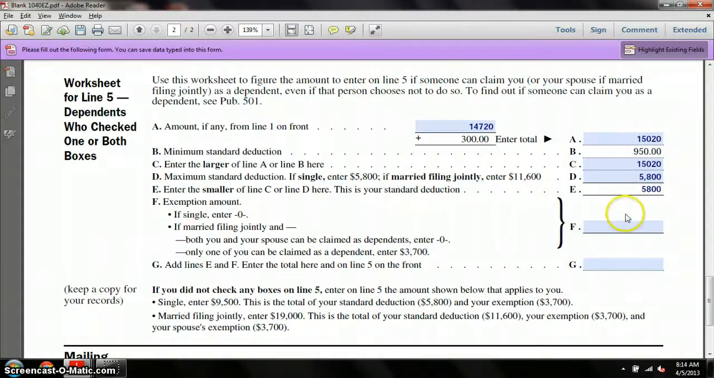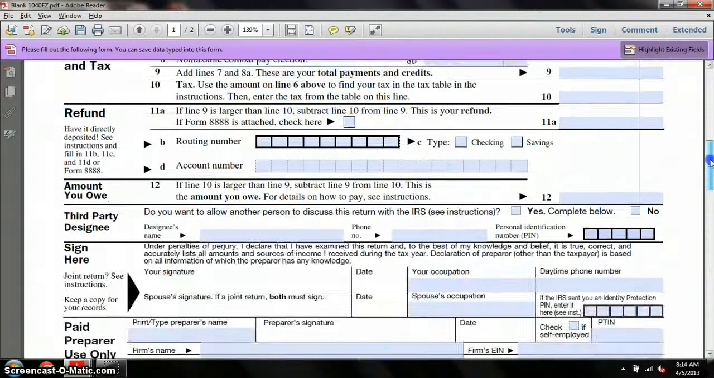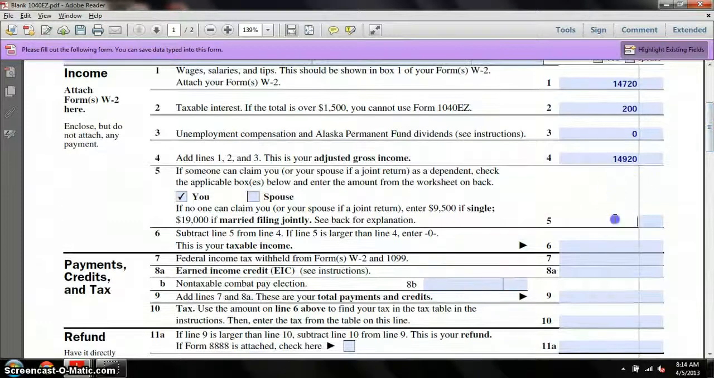Okay, exemption amount, if single, enter 0. Remember we said he is single, so we're going to put 0 there. And then line G says add lines E and F. Enter the total here and on line 5 on the front. So it's 5,800 that would be our total there. So we enter it here and we go back to the front. Line 5, we enter 5,800.